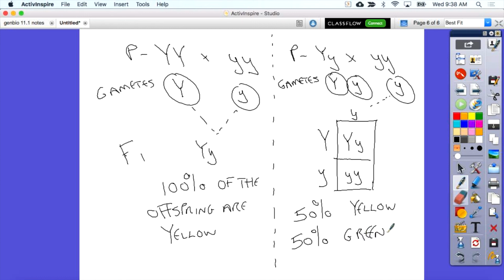So this is how we can determine whether a plant is homozygous or heterozygous for the phenotype, by doing a test cross with the recessive trait.